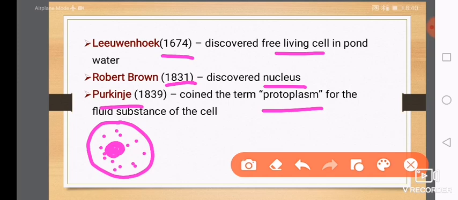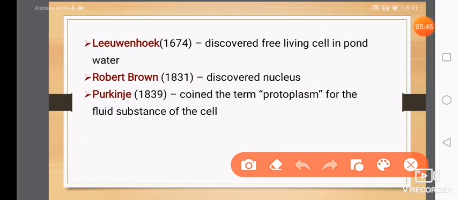So who discovered the cell? Robert Hooke. Who discovered the nucleus? Robert Brown. Who coined the term protoplasm for the fluid substance of the cell? It was the scientist Purkinje. I hope this is clear. You have to learn the name of each and every scientist, so it is important.